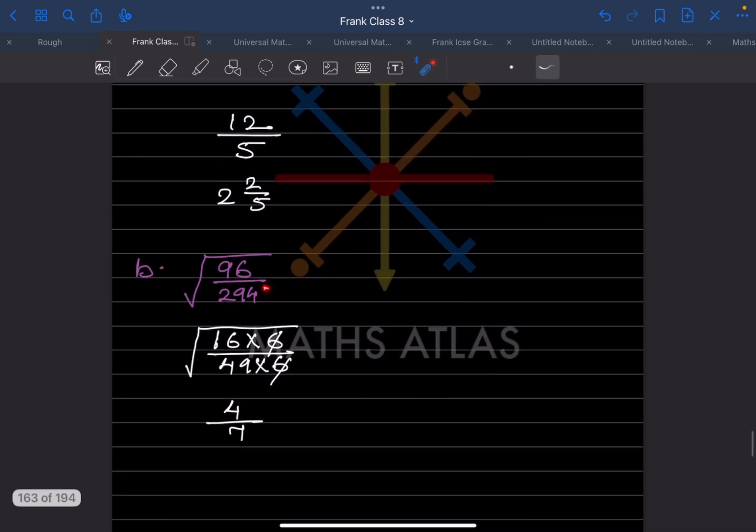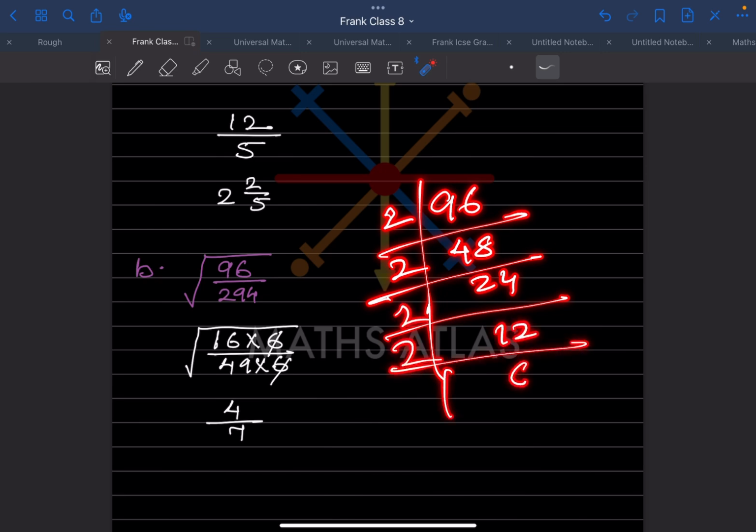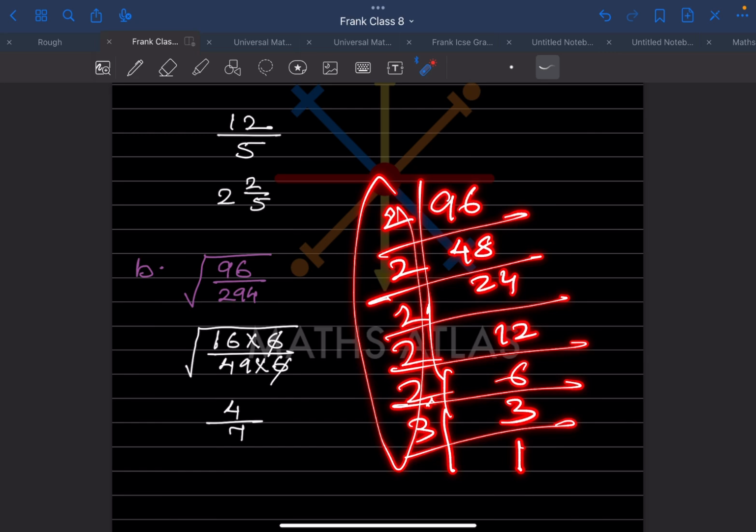Same here. But here you can see these are not perfect squares. So what will you do here? You will take the factors of 96. So 2 48s are, 2 24s are, 2 12s are, 2 6s are, 2 3s are, and 3 1s are. In this one, whenever you take the factors, you have to look for a perfect square. For the perfect square, you can say this 4 is a perfect square, and then you will take the other one, the remaining factors of it. You have to look for the bigger number.